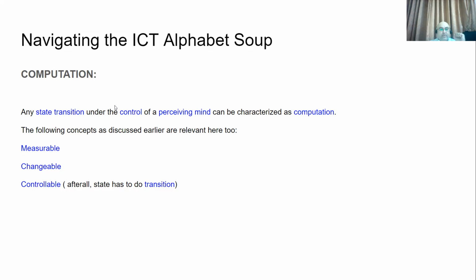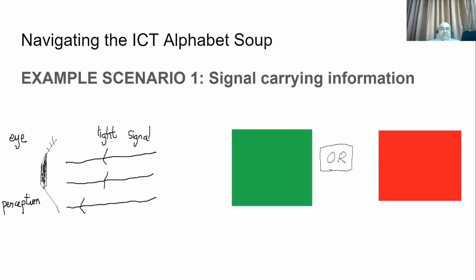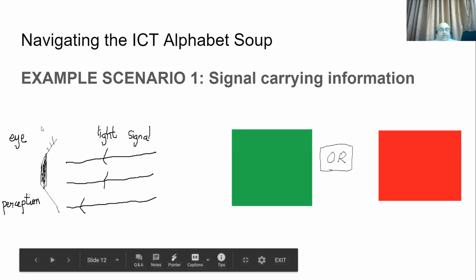Okay. So we'll see this in an example as well. So there are some concepts that we discussed earlier when discussing information, signal, etc., which are relevant here as well. We have to be talking about attributes that are measurable, changeable, and controllable. See, the state transition is a fundamental thing in the concept of computation. So what really is state transition? It cannot be random, right? It has to be controlled. The state has to do transitions. We'll see some examples too. All right, so this is the first example. Let's say this guy, there's an eye, and this is the perceiving mind behind that eye.